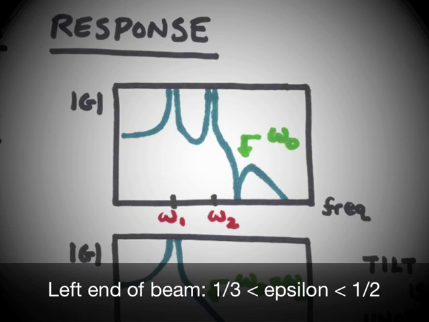Here's a sketch of the frequency response for the case where the output is on the left end of the beam. That is, epsilon is between 1/3 and 1/2. And what you'll note is the frequency of the zero, omega 0, where the output is completely blocked, is at a frequency higher than the tilt mode and the bounce mode, which you see as omega 1 and omega 2 on this frequency response plot.